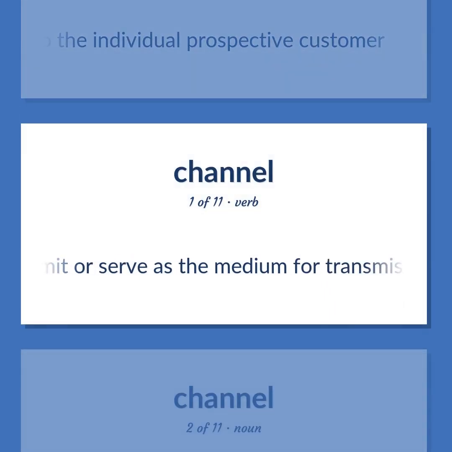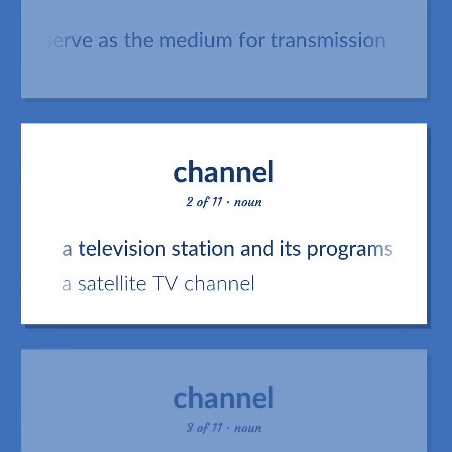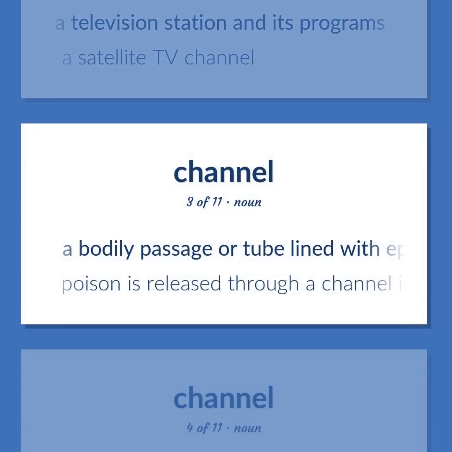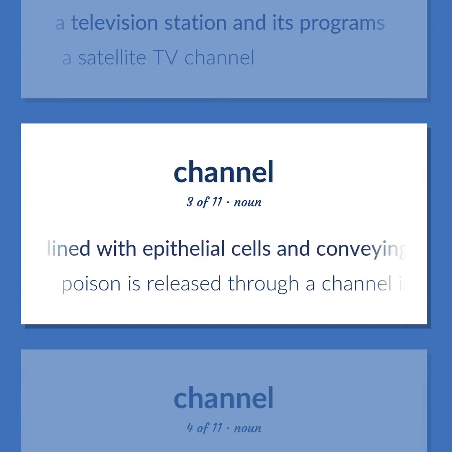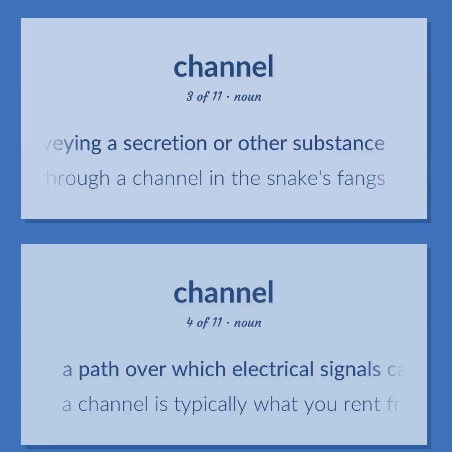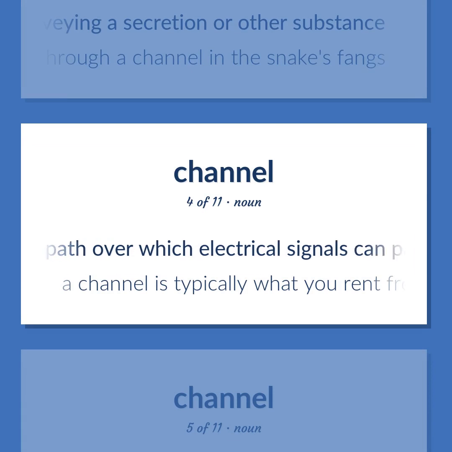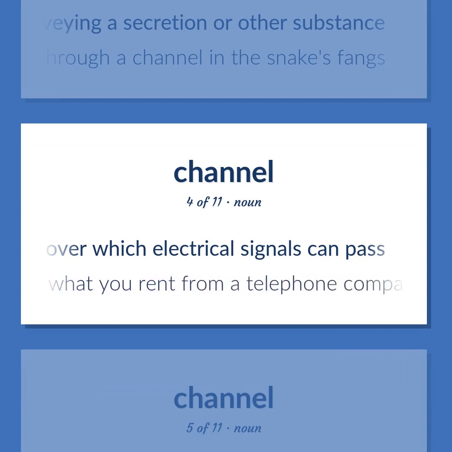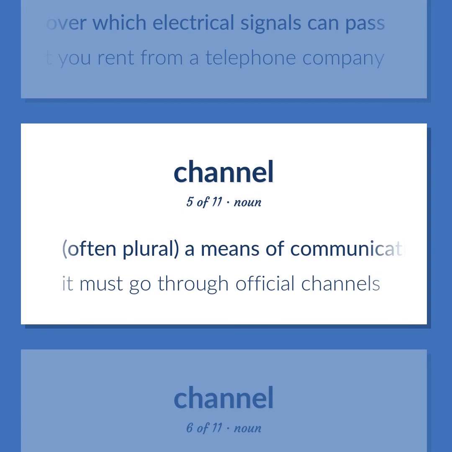Transmit or serve as the medium for transmission. A television station and its programs. A satellite TV channel. A bodily passage or tube lined with epithelial cells and conveying a secretion or other substance. Poison is released through a channel in the snake's fangs. A path over which electrical signals can pass. A channel is typically what you rent from a telephone company. Often plural, a means of communication or access. It must go through official channels.